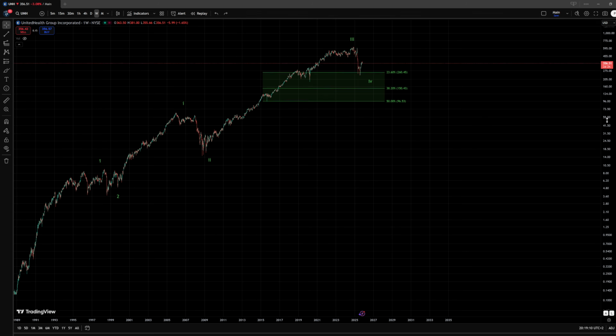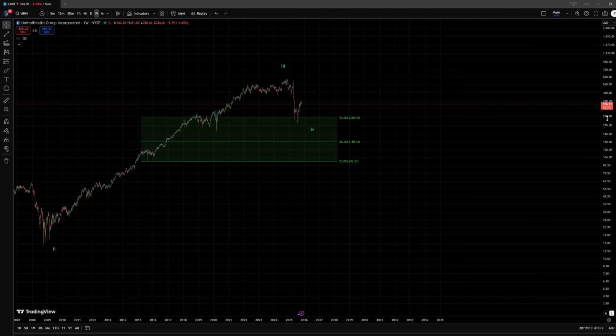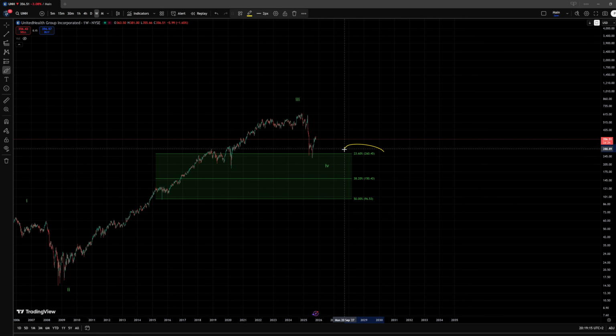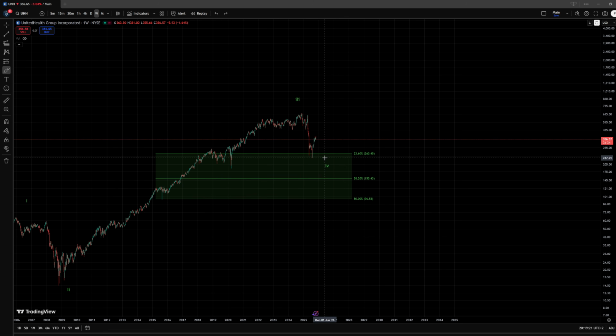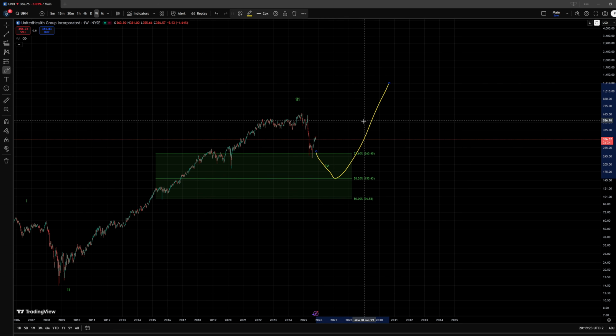Now within this wave 4 correction we are expecting to find support in the area between the $260 level all the way down to the $96 level, and as long as this area holds we can look with high likelihood for a reversal to new all-time highs in a wave 5.